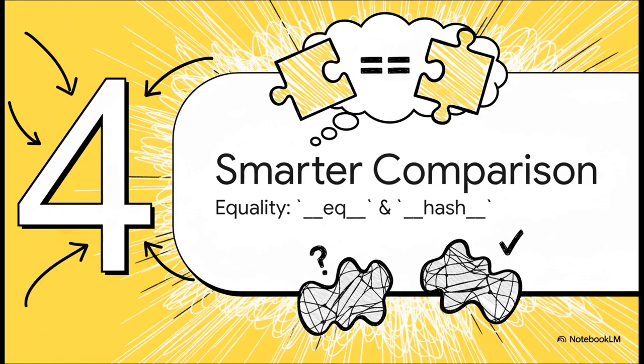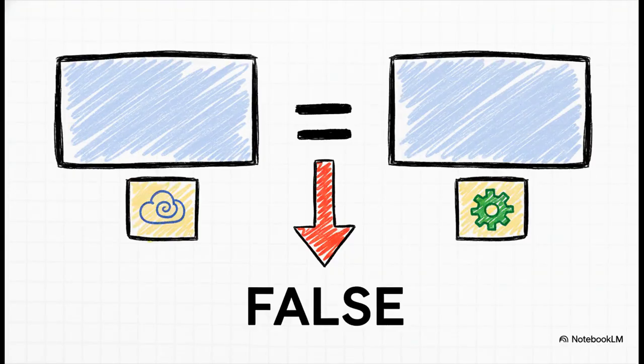It's time to fix Python's default and, frankly, unhelpful idea of what it means for two of your objects to be the same. Okay, look at this. You create two rectangle objects. They both have a width of 10 and a height of 20. Logically, they're the same, right? You'd expect them to be equal. But when you ask Python, it says false.